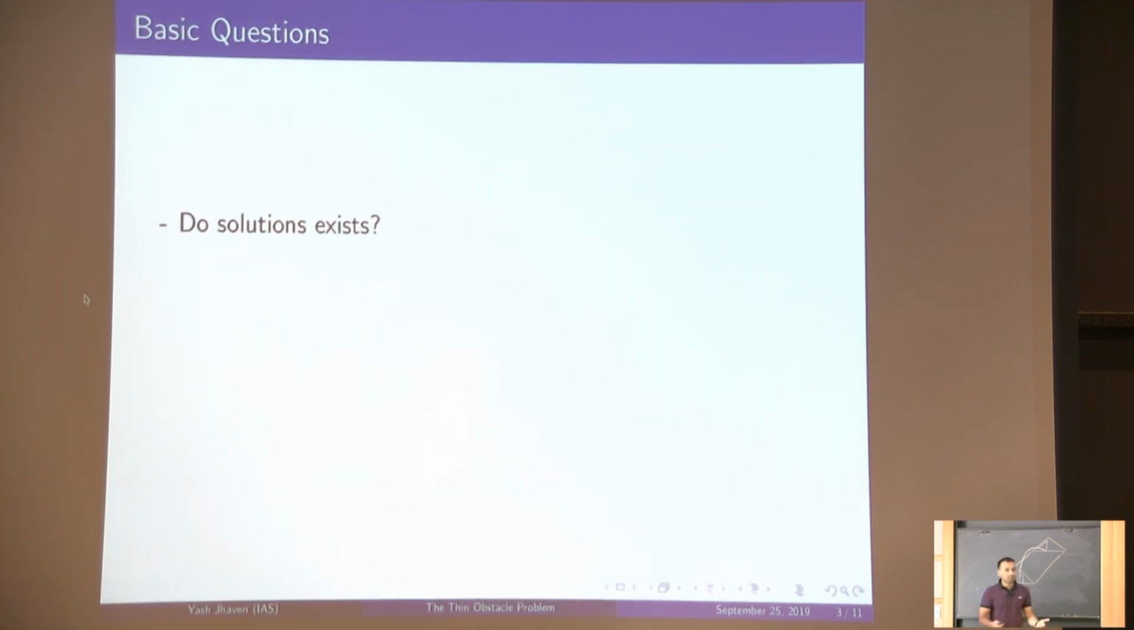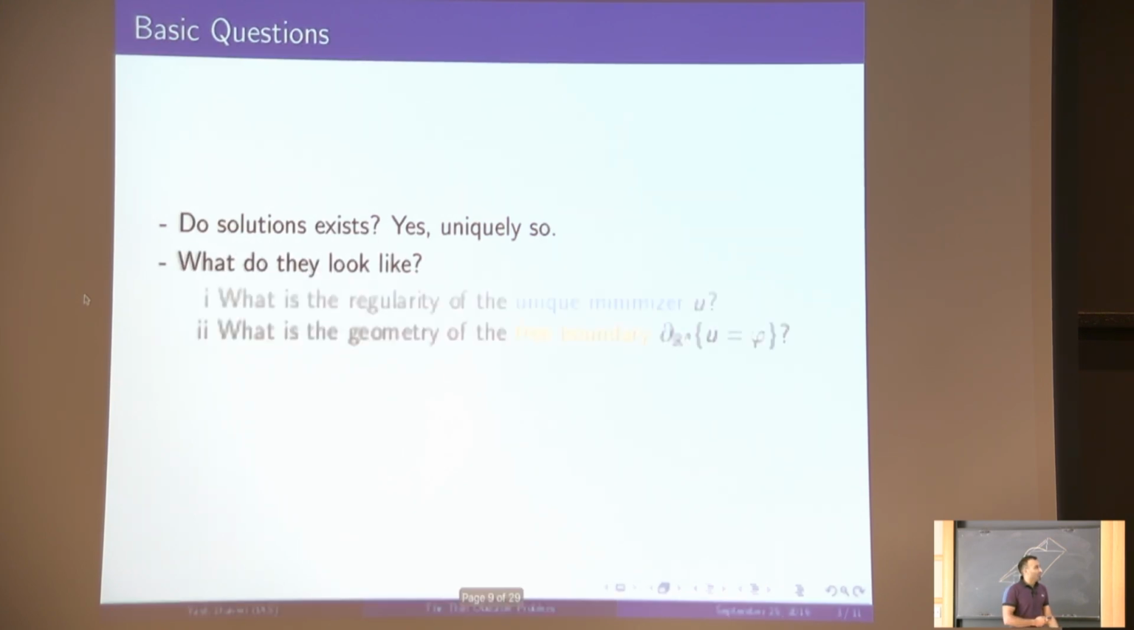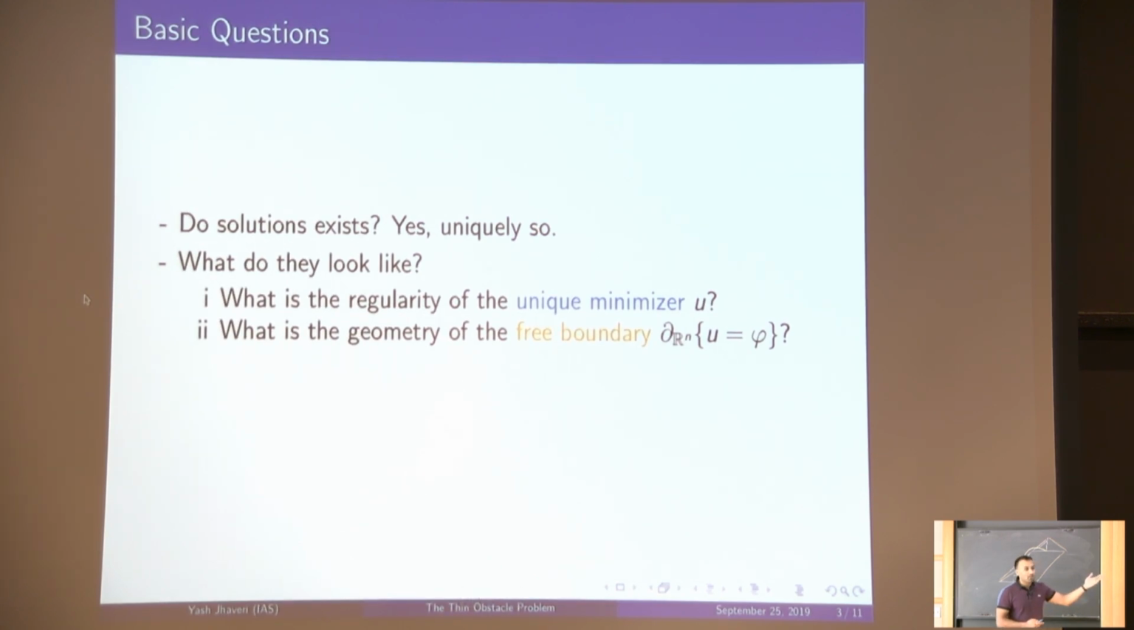And so the first question you might ask is, do solutions exist? I mean, we know tents exist, but in the mathematical framework, do they? And it turns out, yes, and uniquely so. And then the second question you might ask is, what does my tent look like, right? What might be the regularity of my unique minimizer? And what's the geometry of this free boundary, which is an a priori unknown of the problem, which is the topological boundary in R^n of the coincidence set between my solution and my obstacle.